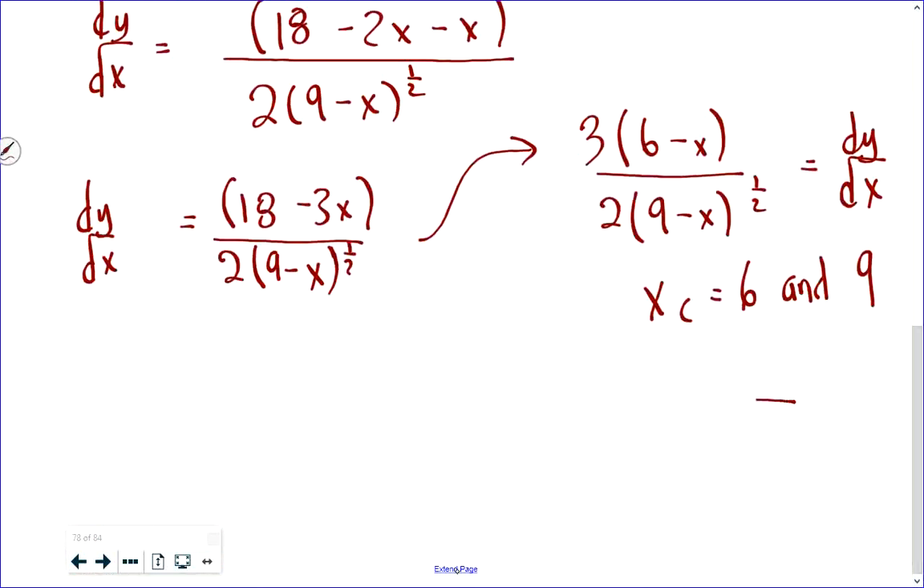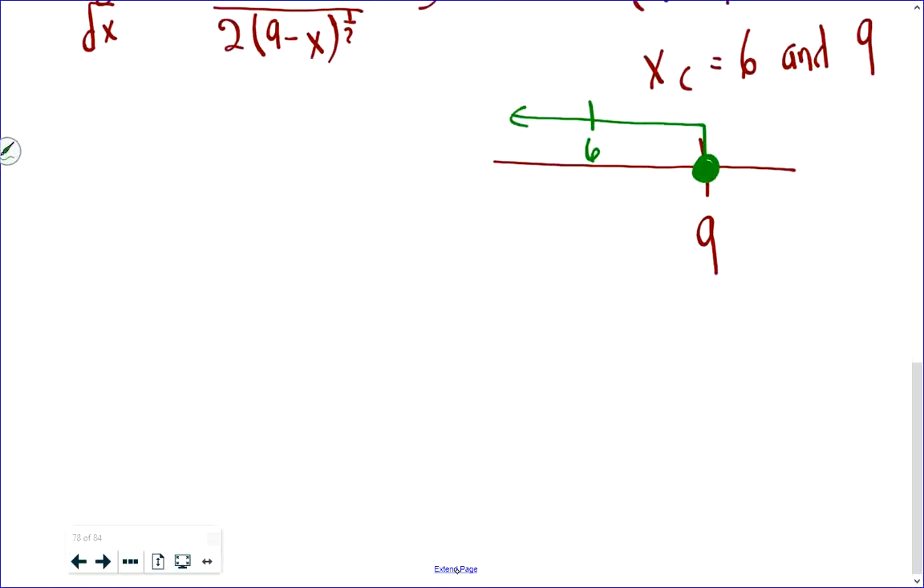Our domain is from here to the left, or negative infinity to 9. We are going to slice that domain at 6. We can't slice it at 9 because that's the end of the domain. So we really have only two intervals. We have negative infinity to 6, and then we have 6 to 9. And that's it. That's as far as we can go.